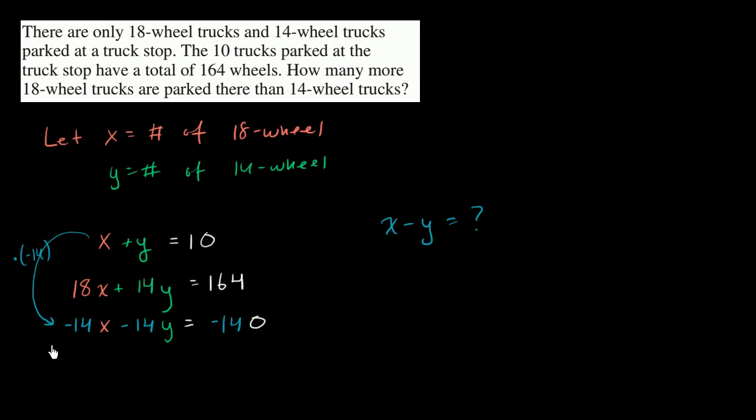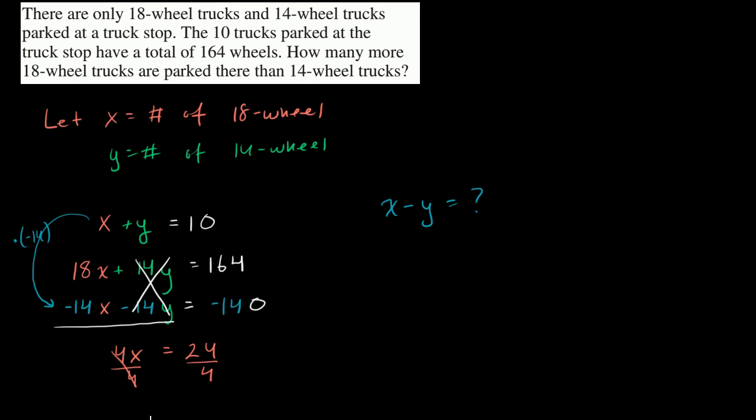And now we can add the left-hand sides. If we add the left-hand sides, the y's cancel out, and we are just left with 18x minus 14x. That's going to give us 4x. 4x is equal to 164 minus 140, which is 24. We can now divide both sides by 4 to solve for x, and we get x is equal to 6. Now, if x equals 6, y is pretty easy to solve for. 6 plus y is equal to 10. y must be equal to 4.